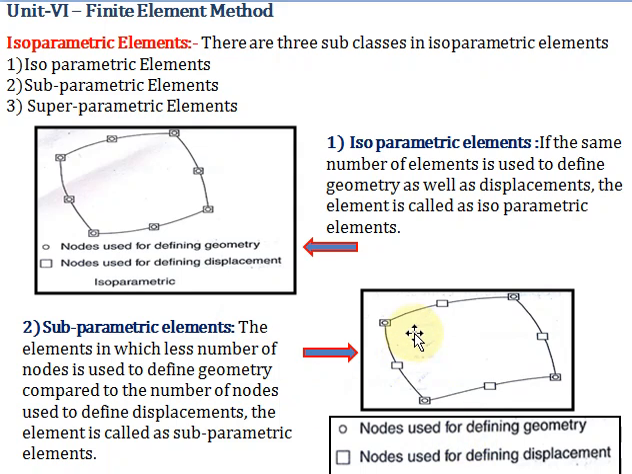Okay, so next one is subparametric element. Now in this figure you see the number of nodes used for defining displacement is more than the number of nodes used to define the geometry. So in such a case it is called a subparametric element, that is, the element in which a smaller number of nodes is used to define the geometry compared to the number of nodes used to define the displacement. Okay, the element is called a subparametric element. So it is quite clear from the figure.